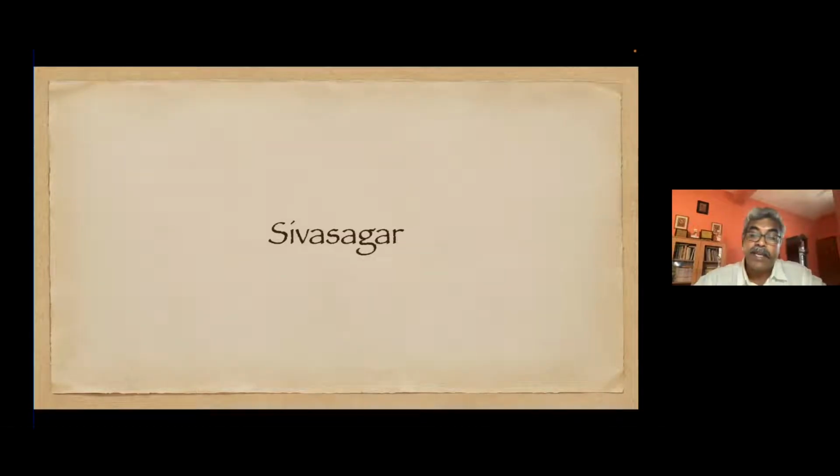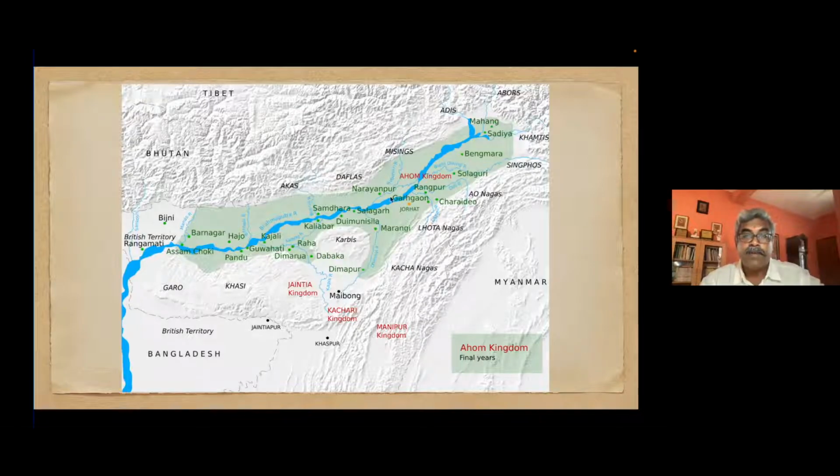The next destination we'll be going to is Sivasagar, earlier known as Rangpur, which was the capital of the Ahom kings. Here is Rangpur. You could see the capital of the Ahom kingdom. Sibsagar gets its name from this large man-made lake known as Sivasagar, which is located in the northern part of Assam.